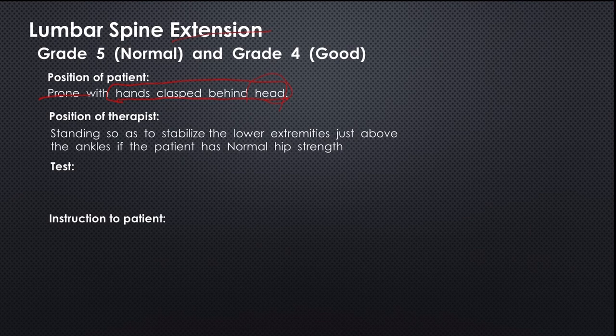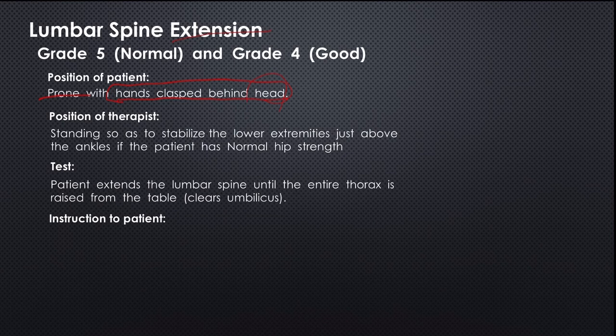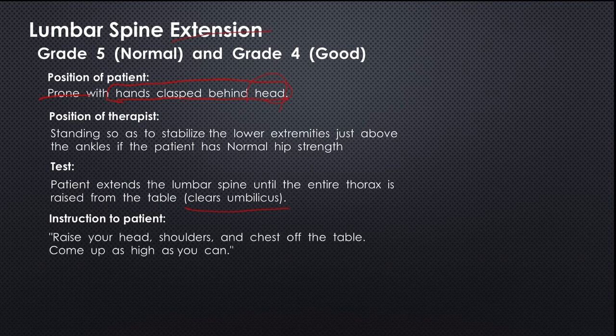Standing, this is the position of the therapist. Standing so as to stabilize the lower extremities just above the ankles if the patient has normal hip strength. The patient extends the lumbar spine until the thorax is raised from the table. The patient can clear the umbilicus, or the navel, off the table. Then your instruction would be: raise your head, shoulders, and chest off the table. Come up as high as you can.